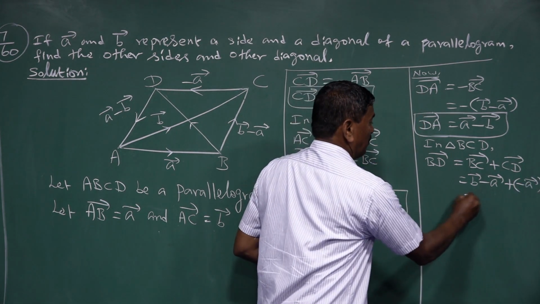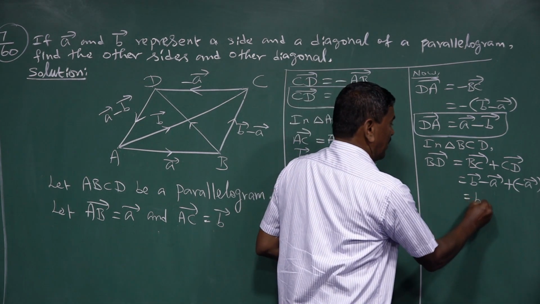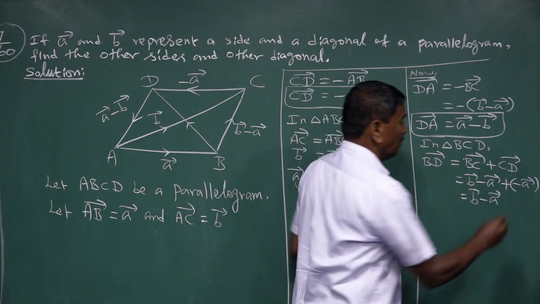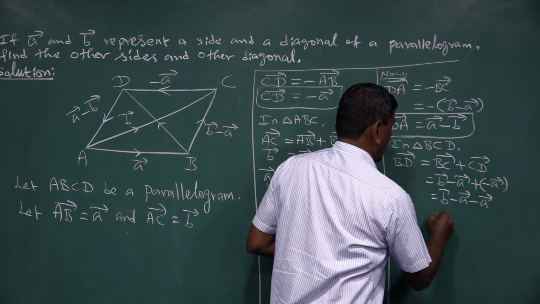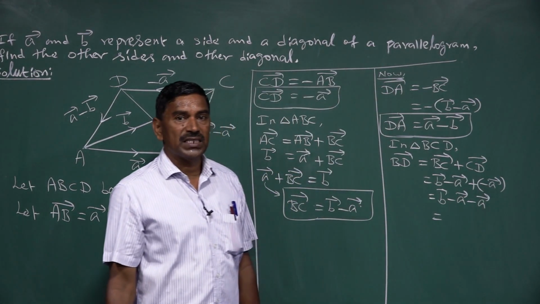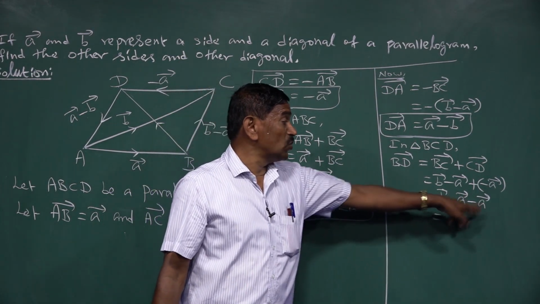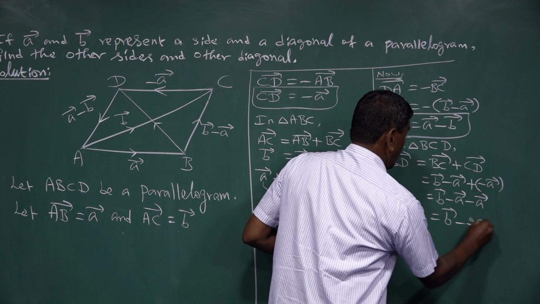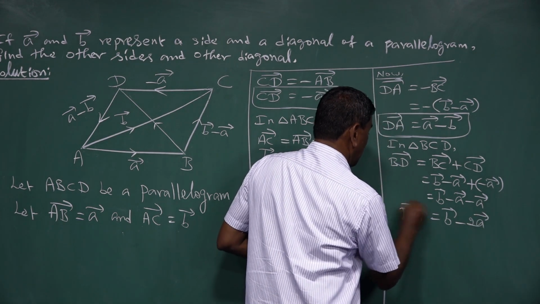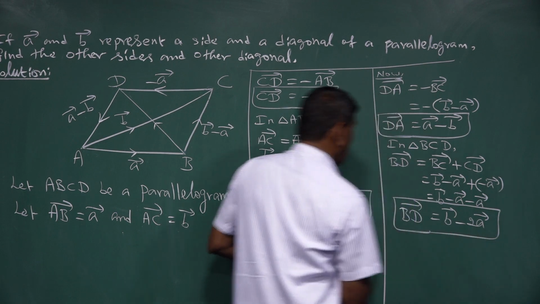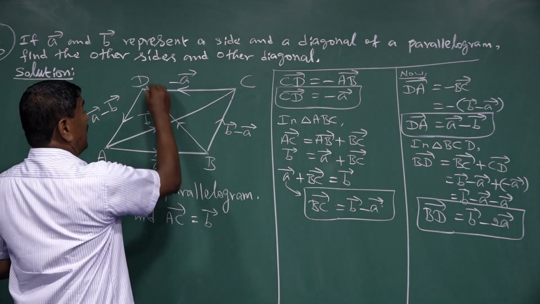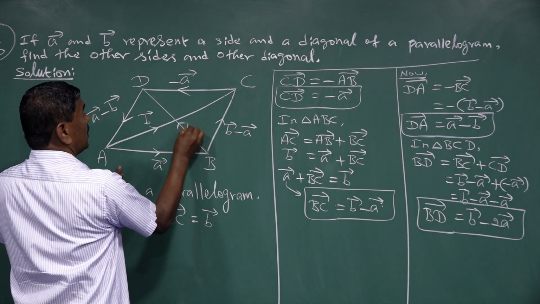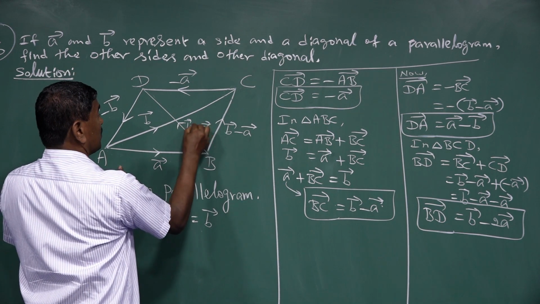Now next step, which is equal to? Yes, B vector minus A vector. Next step, plus into minus, minus A vector. Which is equal to? Simplification, very good. B vector minus 2A vector, because minus 1A vector minus 1A vector. So we get B vector minus 2A vector, which is equal to BD vector. So BD vector is equal to B vector minus 2A vector.